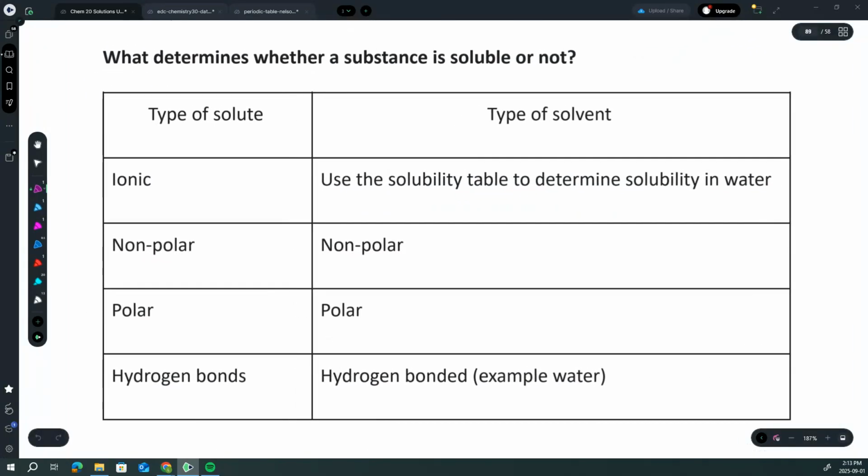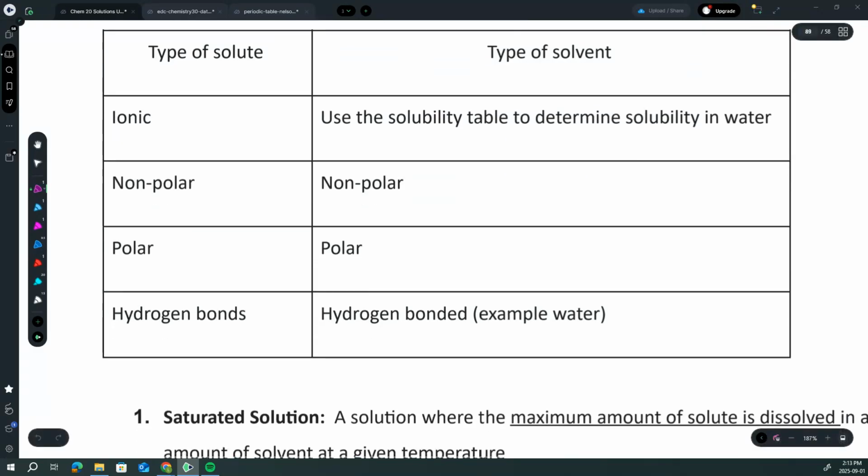For having a nonpolar solute, the only thing that's going to dissolve something that is nonpolar is a nonpolar solvent. For polar solutes, the only thing that's going to dissolve this is another polar solvent. And for anything that hydrogen bonds, you're going to want a solvent that also hydrogen bonds.